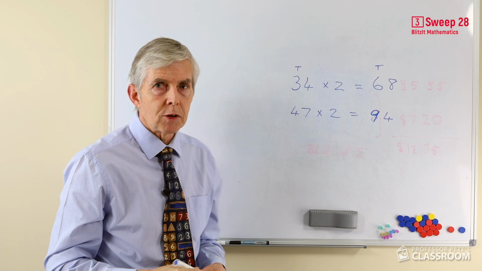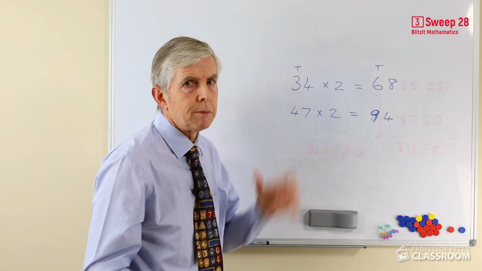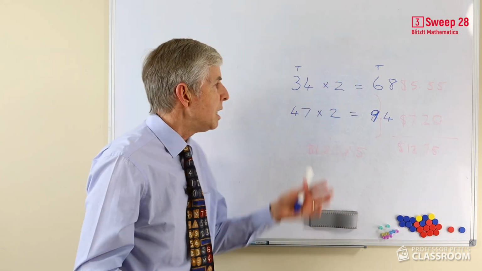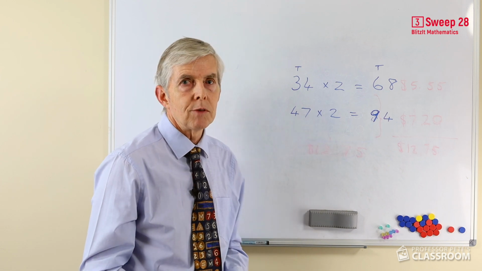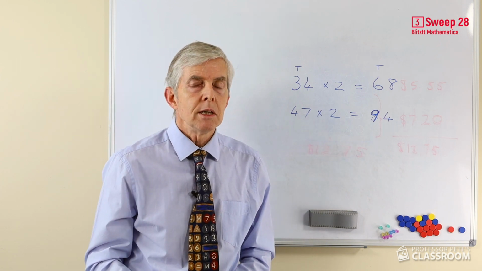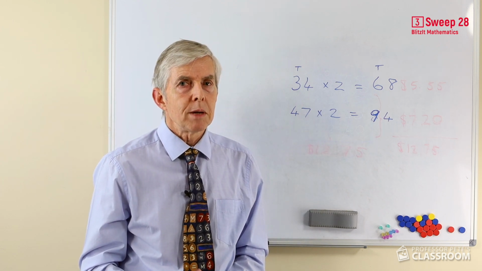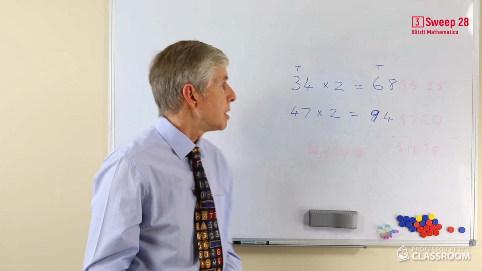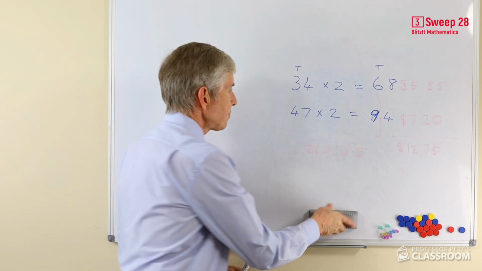Clearly, it's more difficult. The first one is a doddle because there's no regrouping, but we need students to be able to handle a little bit of regrouping as well, and to do it in their head is not that big a stretch. So 47 times 2 is 94.